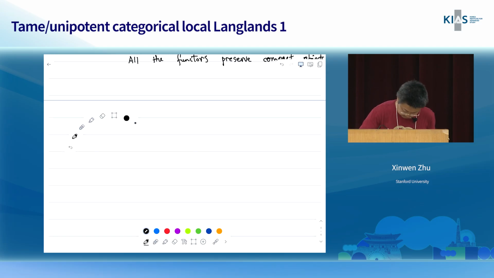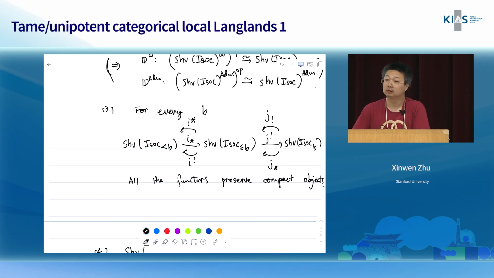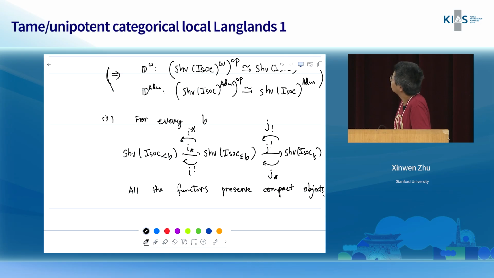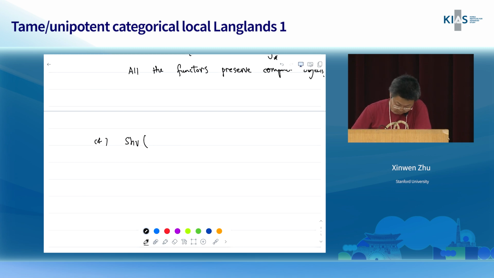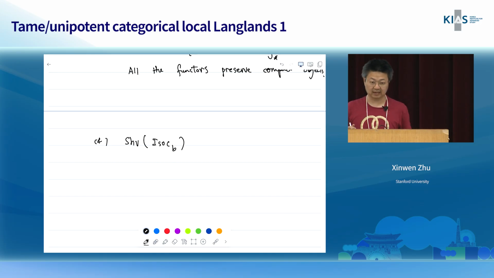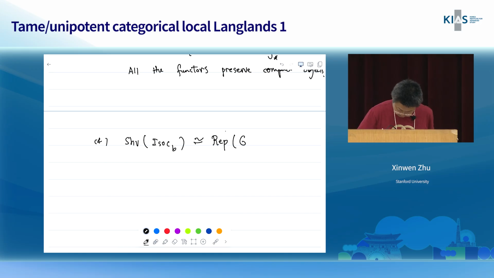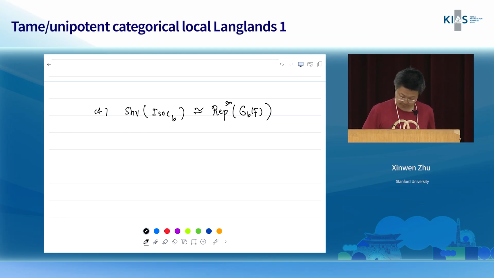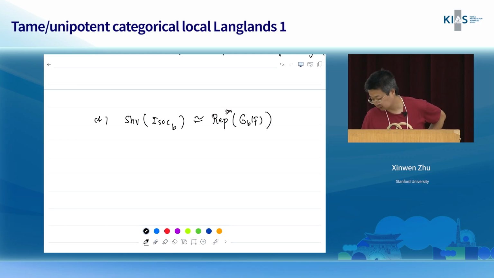Then fourth is, if you look at just one strata, okay, just look at one strata. Because this strata is isomorphic to the classifying stack of some p-adic group, the category is equivalent to the category of smooth representations of the p-adic group, maybe, after you choose some point on the loop group. What else?